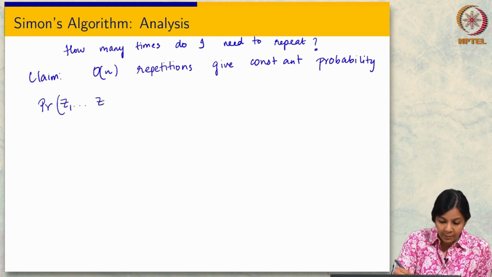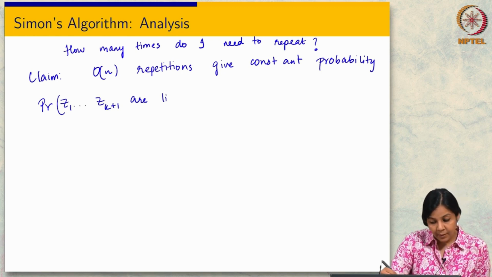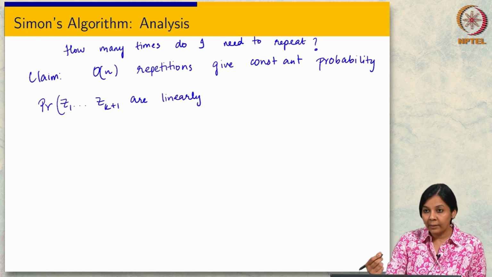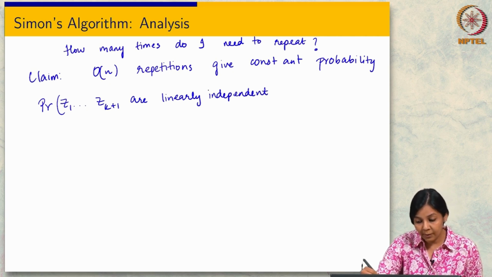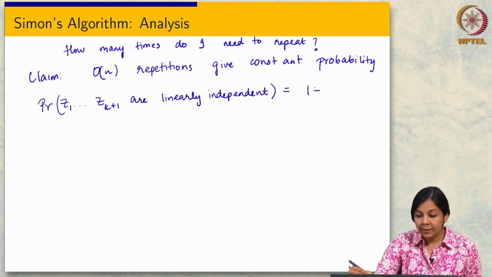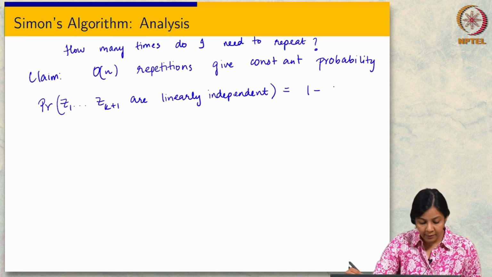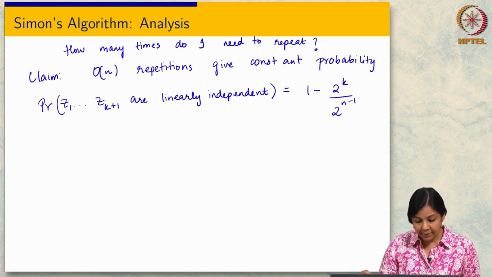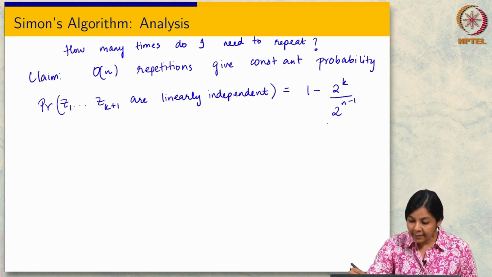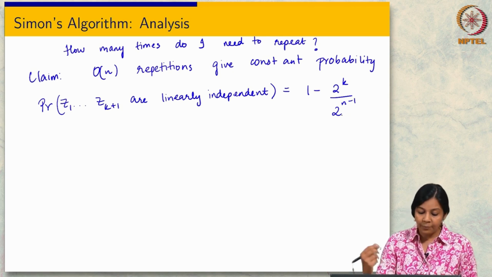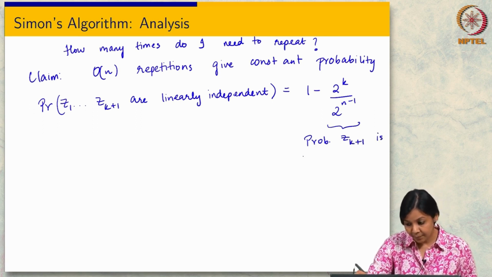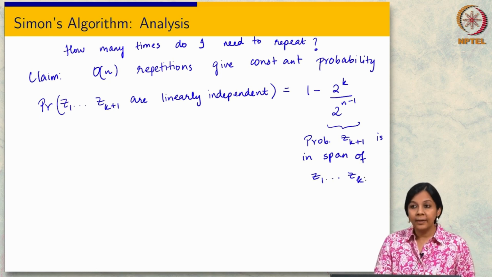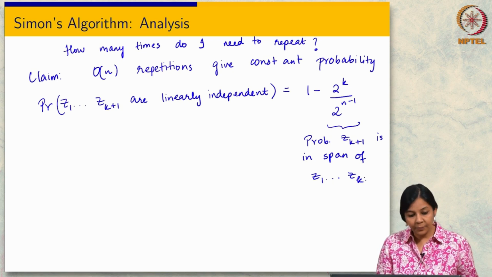So what is the probability that z1 to z(k+1) are linearly independent? When I sample the (k+1)th vector, what is the probability that I get something that is useful, such that all of them are linearly independent? This I claim is 1 minus 2 to the k over 2 to the n minus 1, and this is just the probability that z(k+1) is going to be in the span of the vectors that I have already seen. Does everyone agree? Okay, so this is just a simple probability analysis.